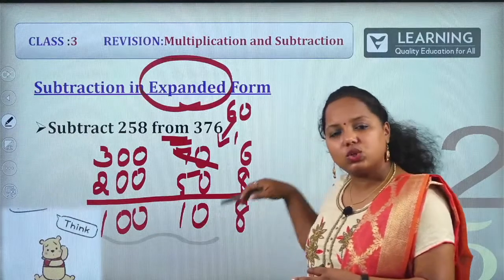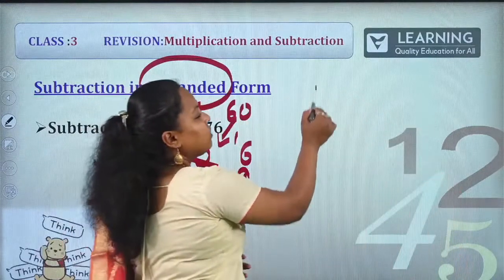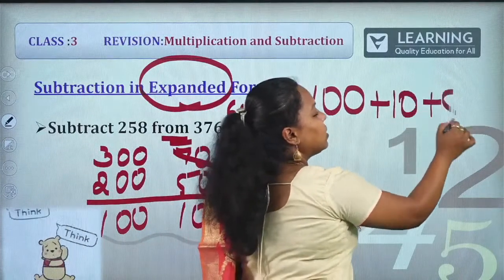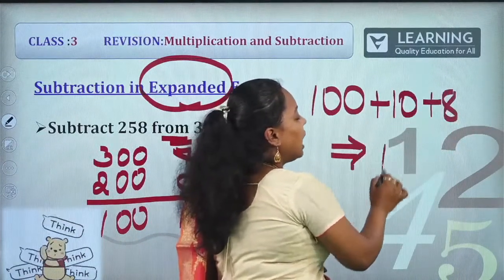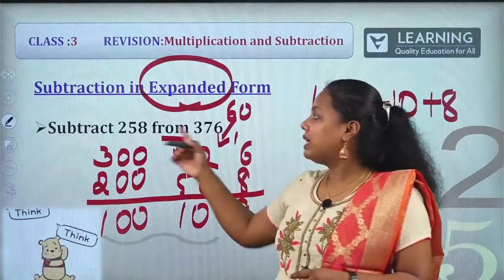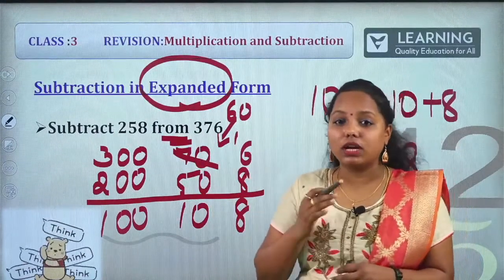Ma'am, why is this such a big number? Okay, since it is expanded form, keep on adding it. 100 plus 10 plus 8. So what is the number you are going to get? 118. So if you subtract normally also, you will be getting the same answer. I hope you are able to understand this.